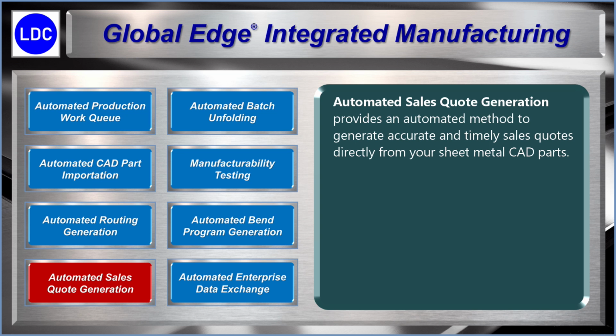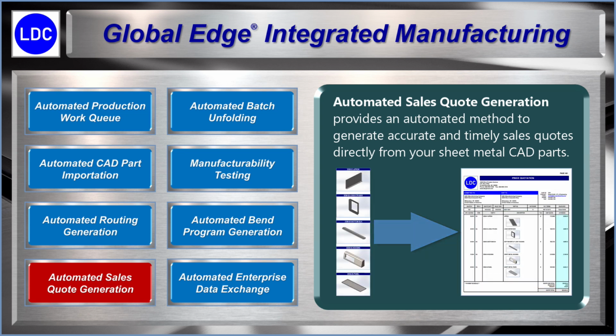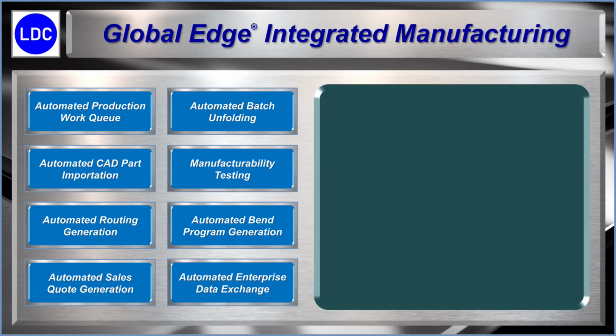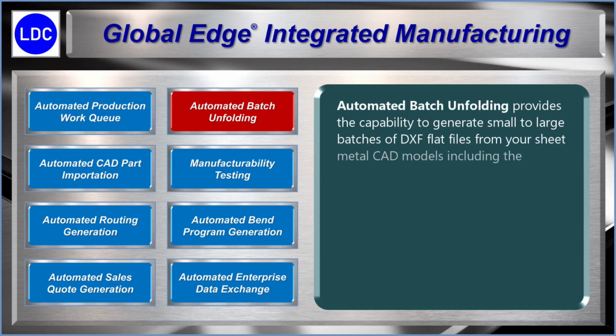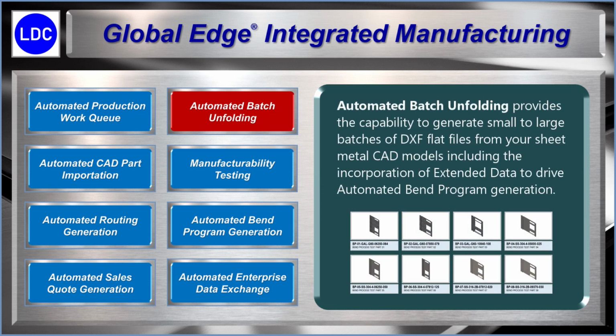Automated sales quote generation provides an automated method to generate accurate and timely sales quotes directly from your sheet metal CAD parts. Automated batch unfolding provides the capability to generate small to large batches of DXF flat files from your sheet metal CAD models, including the incorporation of extended data to drive automated bend program generation.